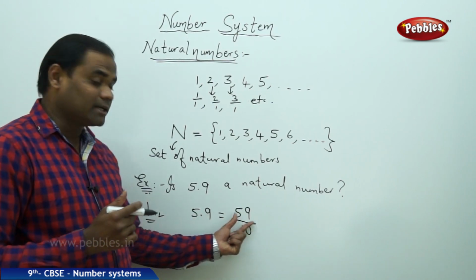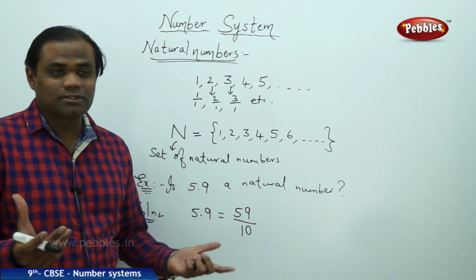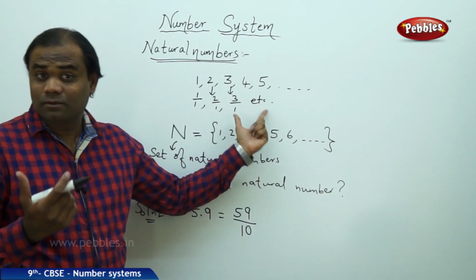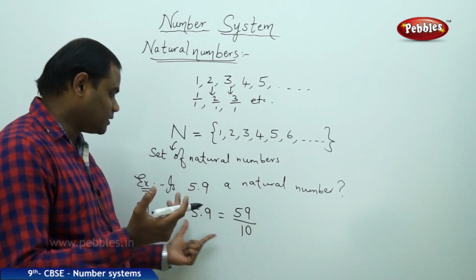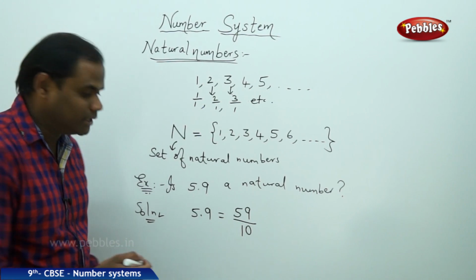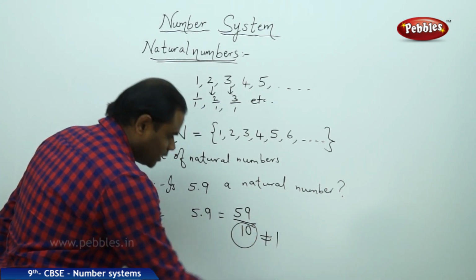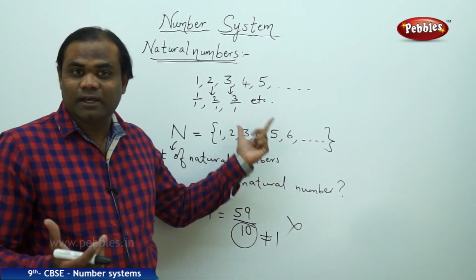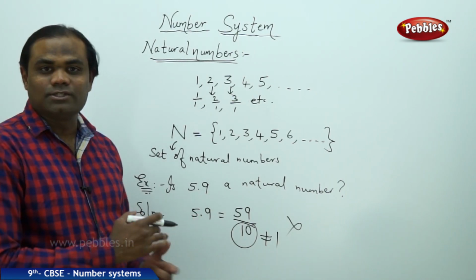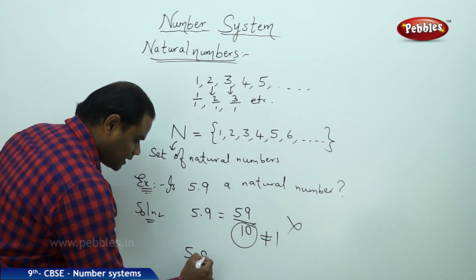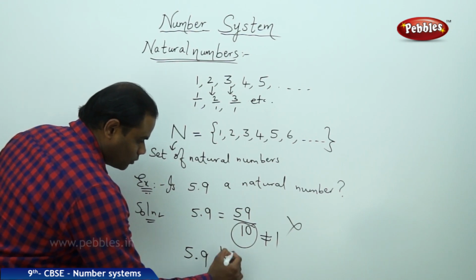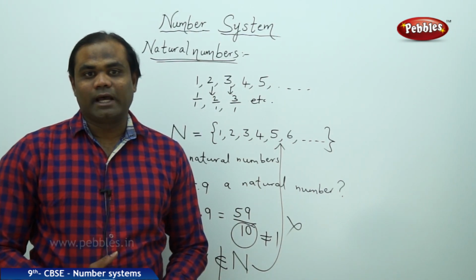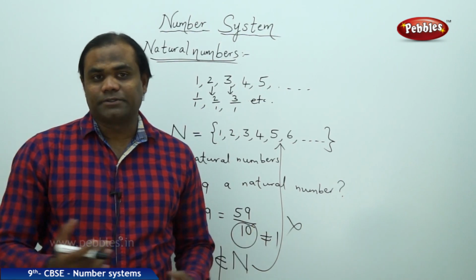So 5.9 indirectly can be written as 59/10, which breaks the rule of a natural number because the natural numbers accept only the denominator as 1. Other than 1, any other number we take cannot be accepted in natural numbers. Therefore, this not being equal to 1 is not a natural number, strictly by the definition as we have learnt. So 5.9 is not a natural number. And I write this as 5.9 does not belong to the set of natural numbers, is how we understand identifying a natural number or not a natural number.